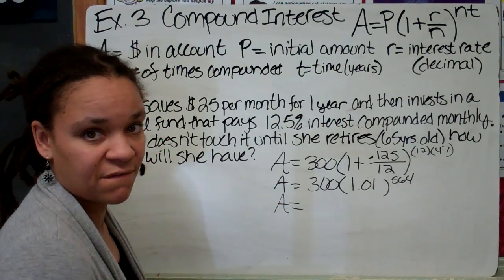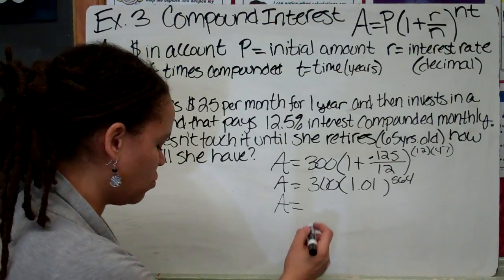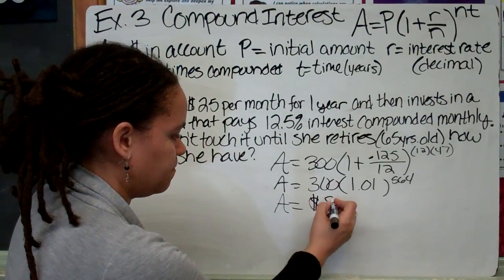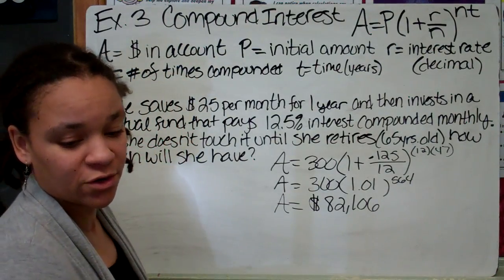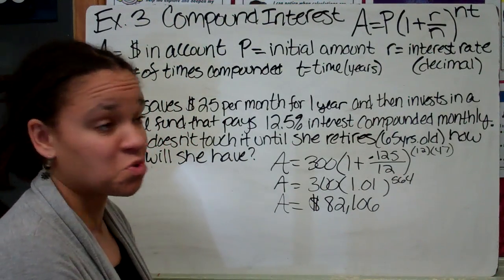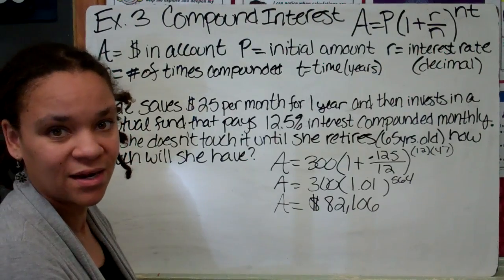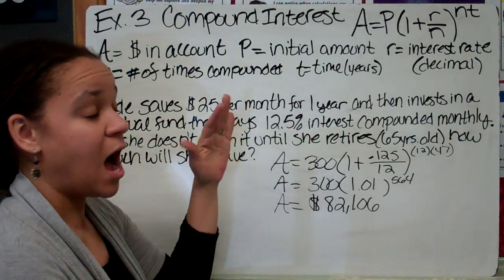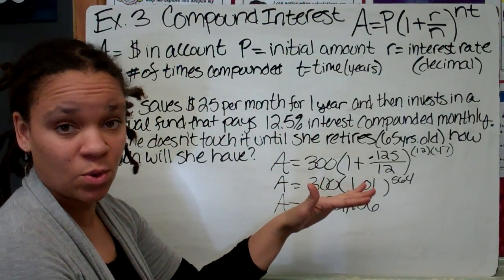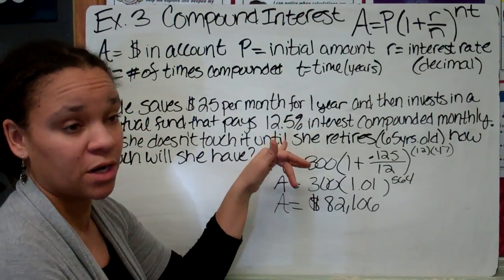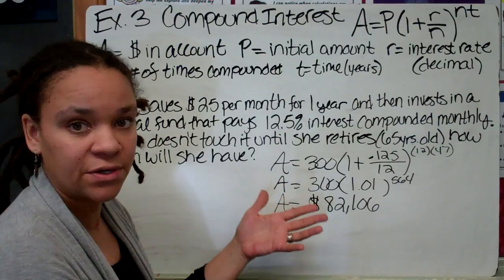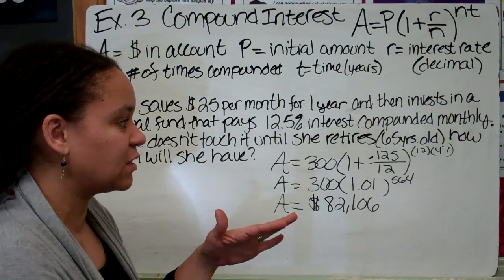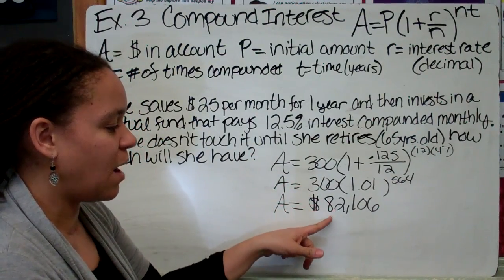OMG, how much do you think she's going to have? $82,000. $82,106. Just by saving $25 a month for a year and then throwing it in an account. Now, of course, this is a high interest rate. This is assuming you invest it, and this will be the average stock market of a really good mutual fund or interest rate. So, of course, you're not going to be guaranteed 12.5%. We'll talk about the details later. But this just shows you the idea of compound interest.